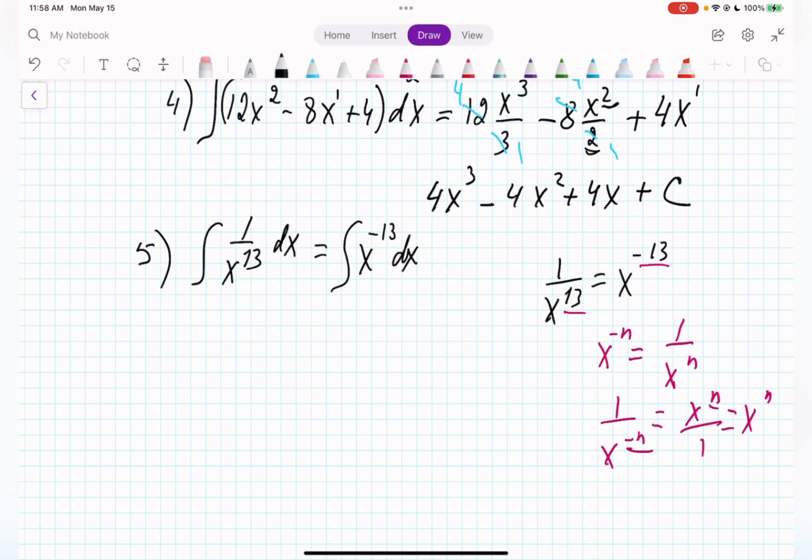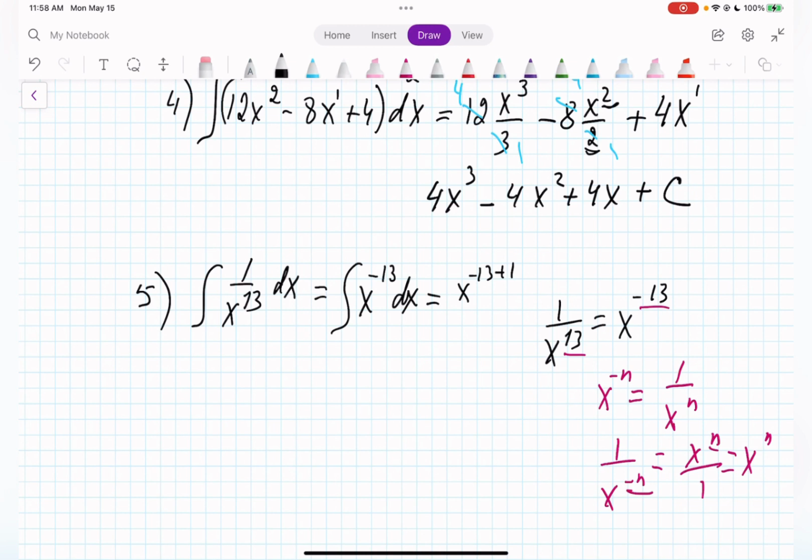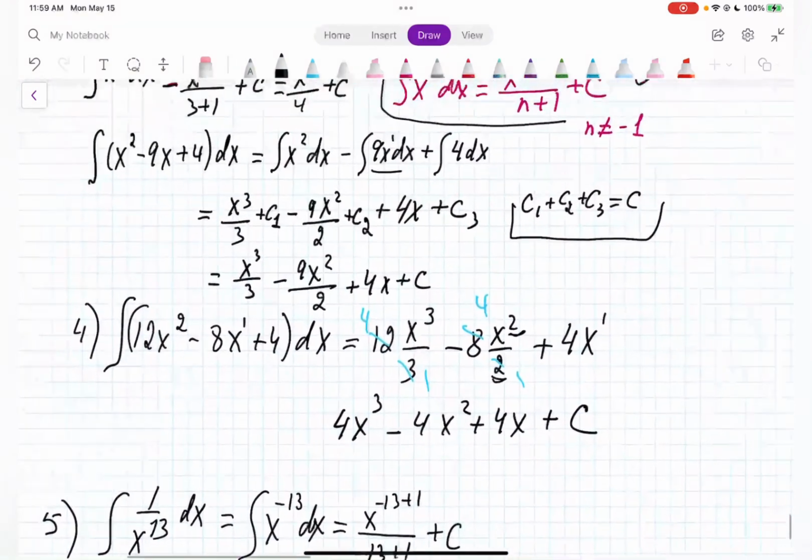So x to power negative 13 dx is equal to, I'm going to do it in detail, x to power negative 13 plus 1, right? X to power negative 13 plus 1 divided by negative 13 plus 1 and plus constant c. Yes, we use this formula.